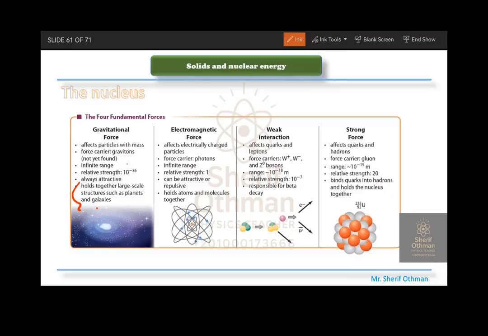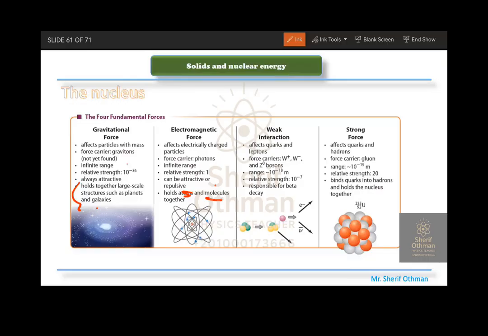Electromagnetic force affects electrically charged particles. Force carrier: photons. Infinite range. Relative strength 1, so we measure any force according to the electromagnetic force. Can be attractive or repulsive. Holds atoms and molecules together, and electrons moving inside the atom itself.